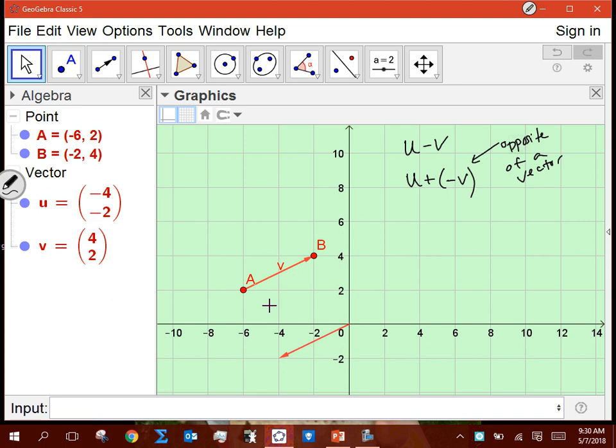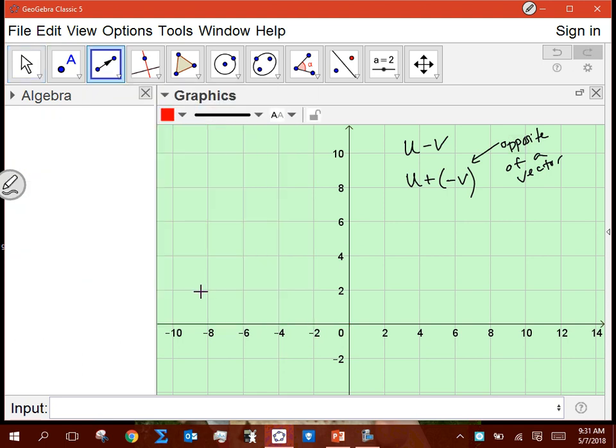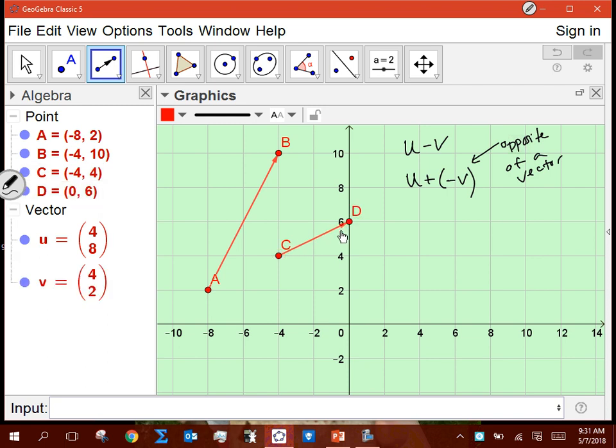Okay? So whenever you want to do vector subtraction, you first have to think about, okay, what is the vector that I am subtracting? And I need to change its direction. Okay? So if I've got a series of vectors here, let's just do u to be that vector there, and let's do v to be that vector there.